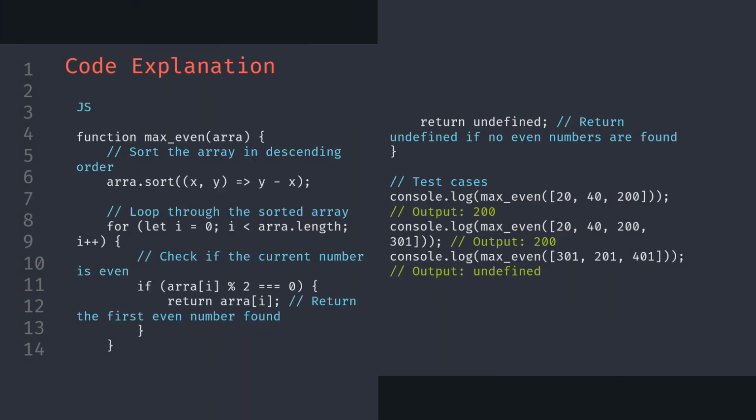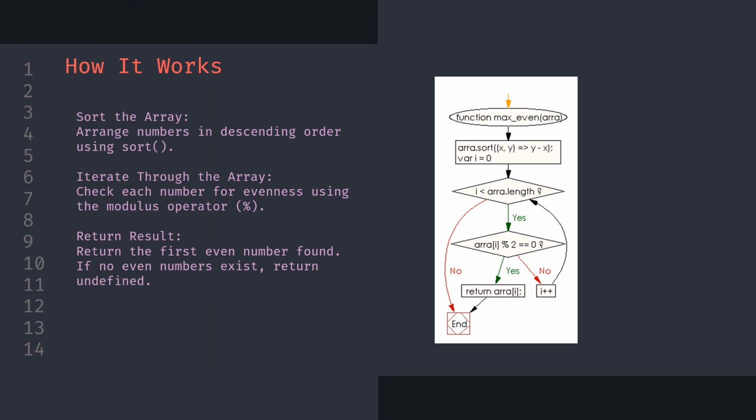This program sorts the array in descending order and iterates through it to find the first even number. If no numbers exist, it returns undefined. Here's how it works. The program first sorts the array to ensure the largest numbers are checked first. It then iterates through the sorted array to identify the first even number.